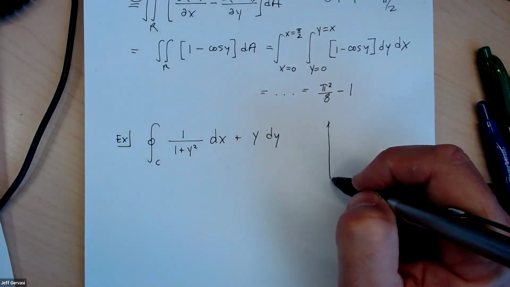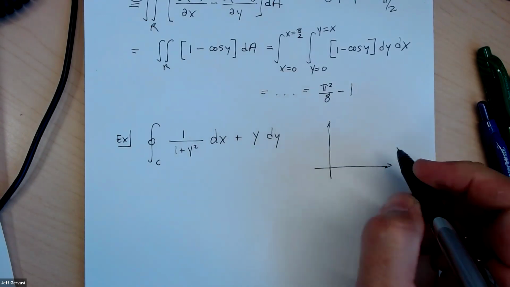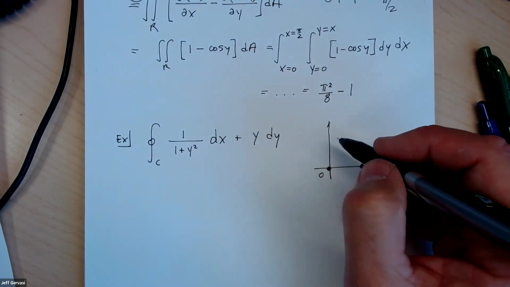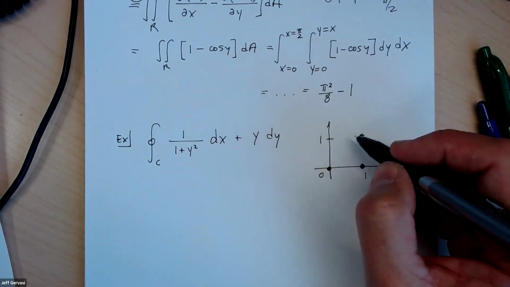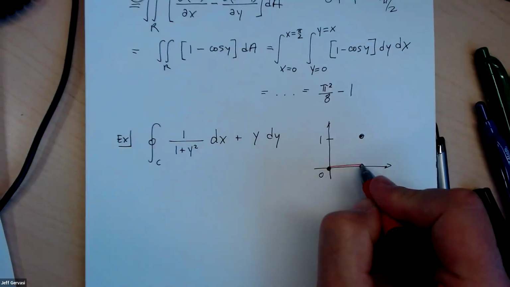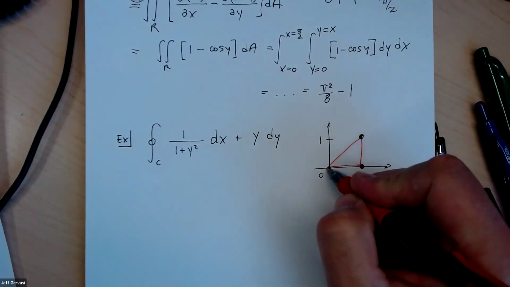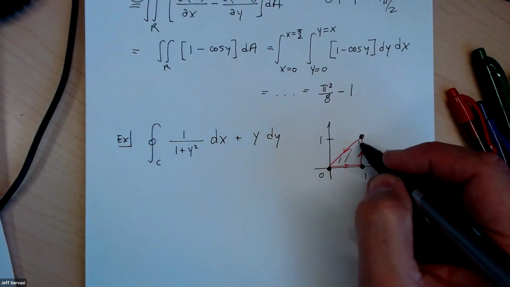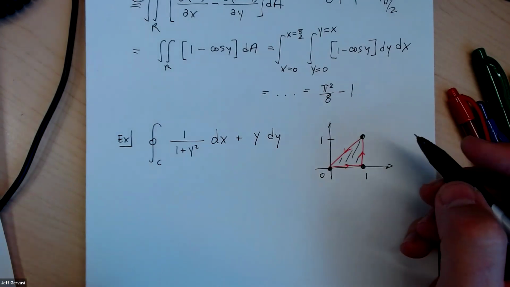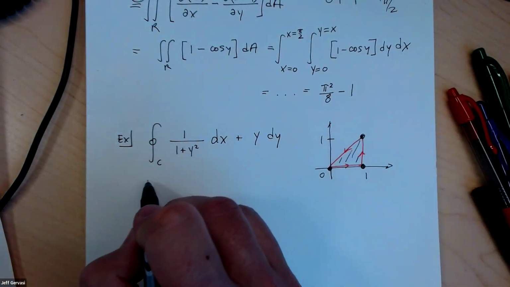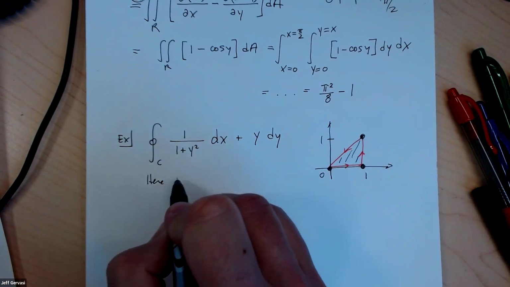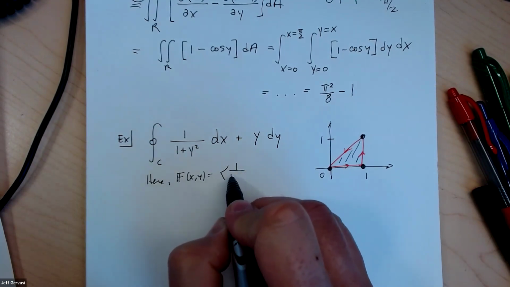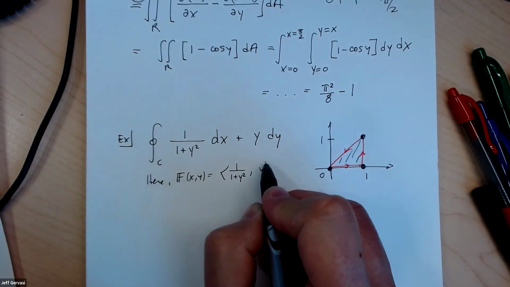And once again, our curve C is going to wind up being a triangle again. So we're going to go from 0, but this time 0 to 1. Again, we'll assume counterclockwise rotation and our region, which is bounded here. Okay. So I'm going to make a note here. My vector field has those components.